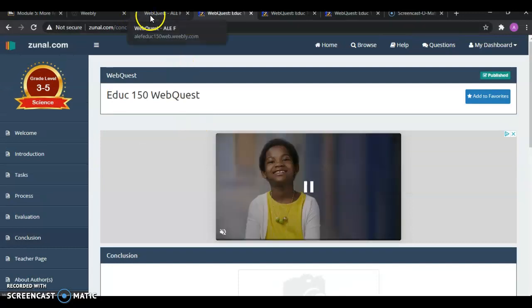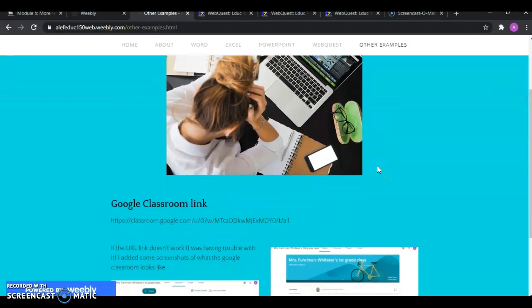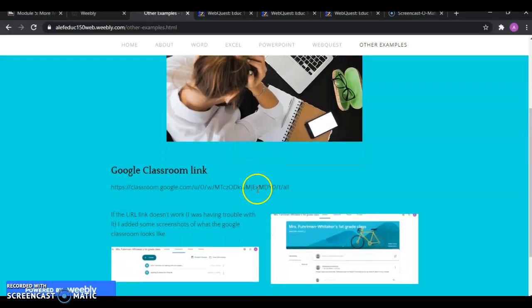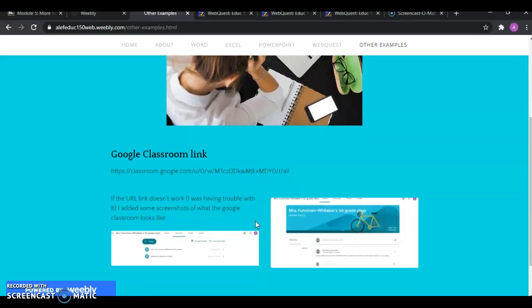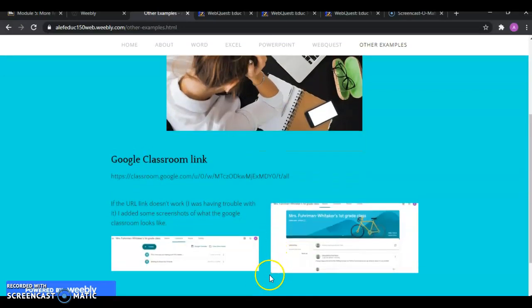And then if we want to head back to my Weebly, another example of technology that we've used this semester was Google Classroom. I wasn't able to link it. I think part of that is that I would need to share it for people to get access. So I added some screenshots of the page that I put together.